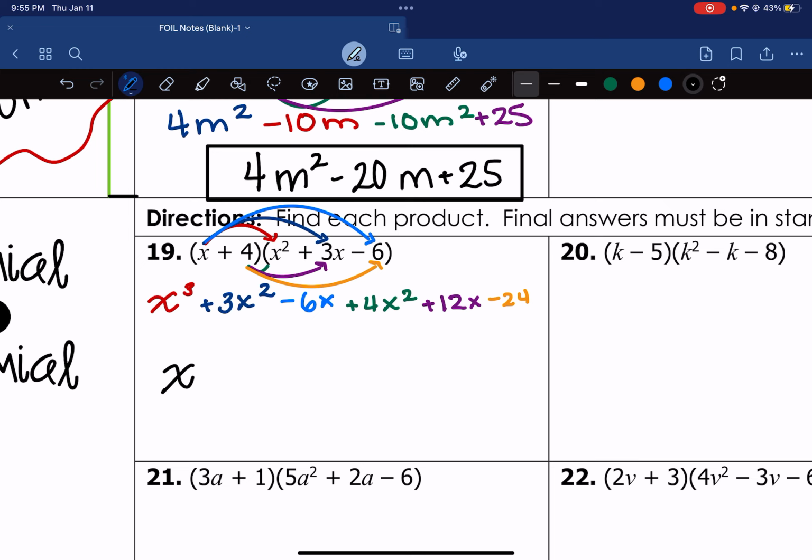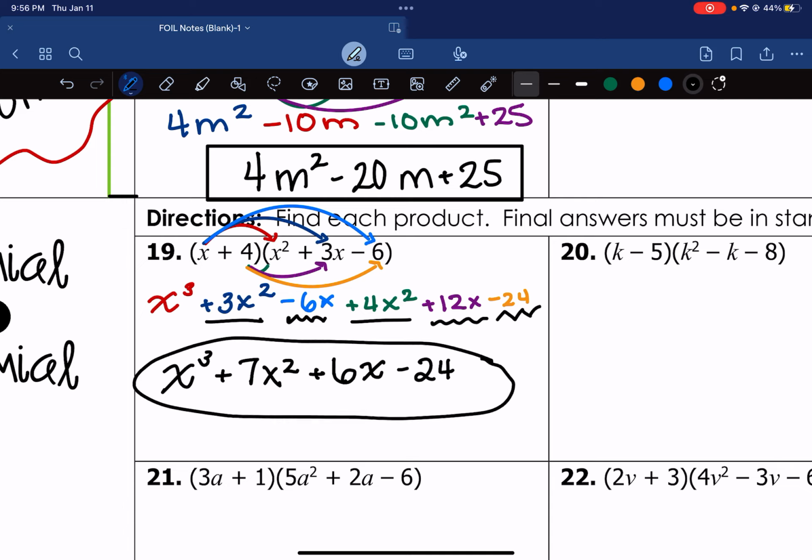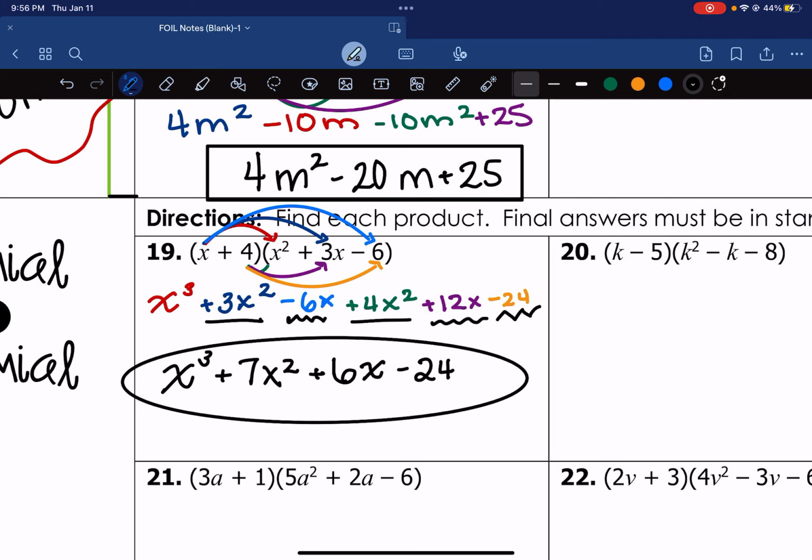So x cubed, there's no other x cubes. We have a plus 3x squared and a plus 4x squared. That's going to give us plus 7x squared. From there, we have a minus 6x plus 12x. That's going to be plus 6x. All right, and then minus 24. Tack it on the end. Ooh, I'll give that a different color. Minus 24. There we go. That's different enough from the other two, I think. All right, minus 24, we tack it on the end. That's your final answer. If you are still confused about the binomial times trinomial part, that's fine.